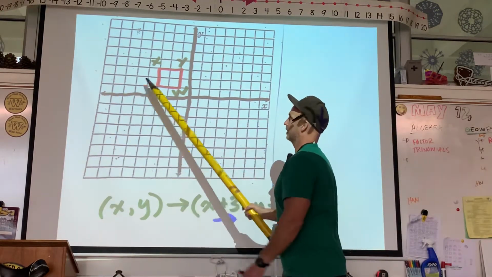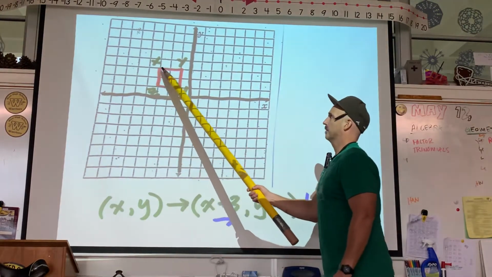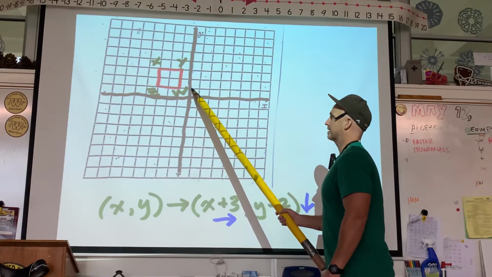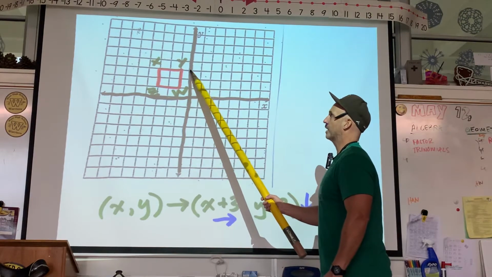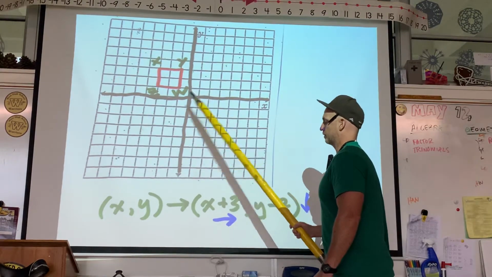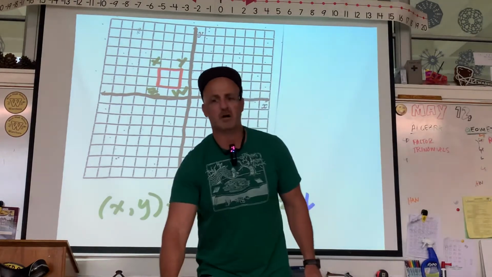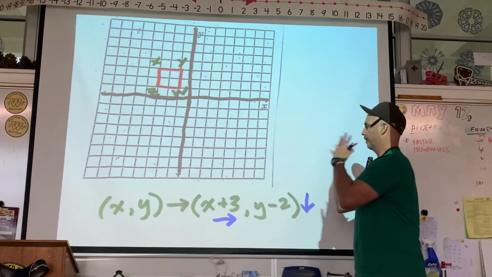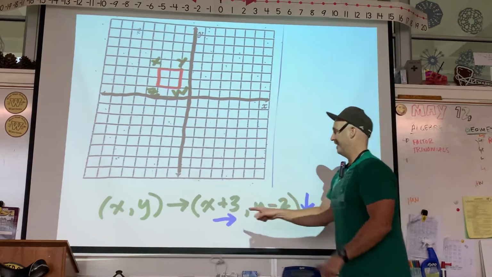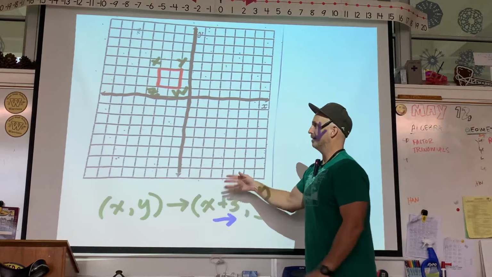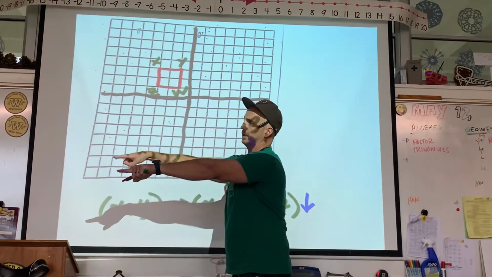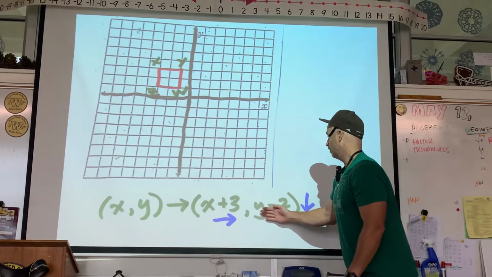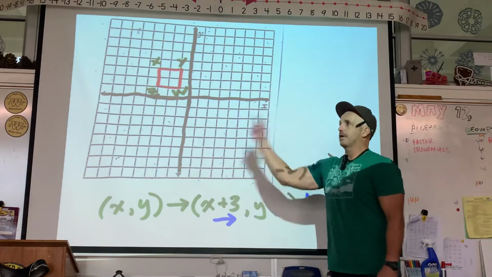For every one of these, I'm going to go 1 for X, 1, 2, 3, and then down 1, down 2. Okay? That's going to be X prime. For Y, I'm going to go right 1, right 2, right 3, down 1, down 2. So I'm going to move this whole thing either all together or one by one, right 3 and down 2. If this was X minus 3, I'd go left 3. If this was Y plus 10, I'd go up 10 after I went left and right.